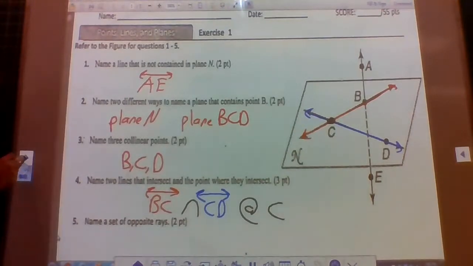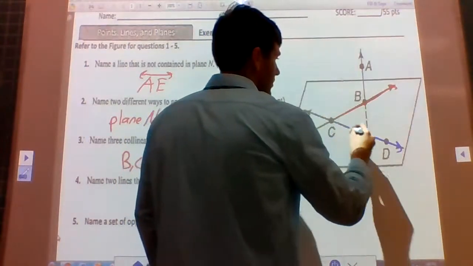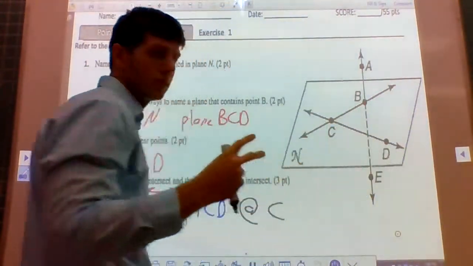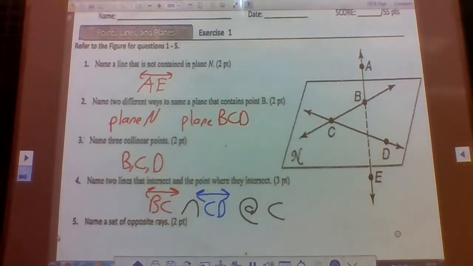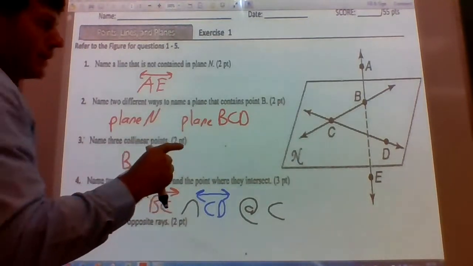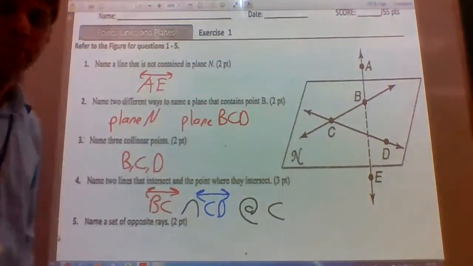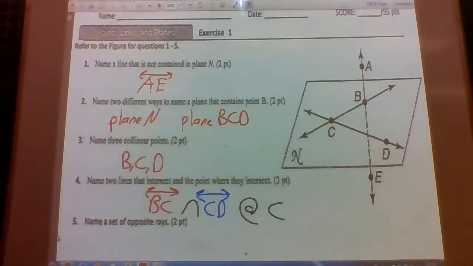Question 5 is asking us to name a set of opposite rays. So again, there are 2 conditions for a pair of rays to be opposite rays. They have to share a common endpoint is the first condition. Second condition is they need to form a straight line. So we basically need to look for a line with at least 3 points on it. The only line on here with 3 points labeled on it is line AE. So let's look for the middle point B.